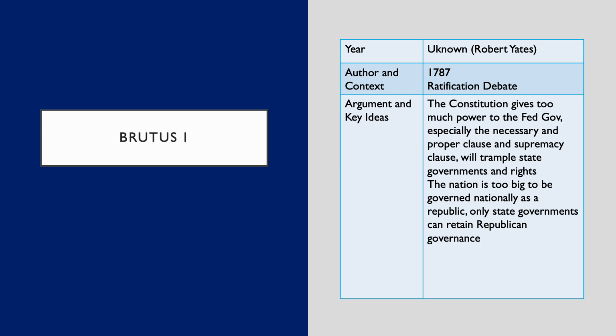They actually believed in democracy and republicanism, but they thought the only way to do that was to keep the state governments more powerful, because that's where you could actually have representation. If you have a big national government, the people in the capital aren't going to know anything about you.